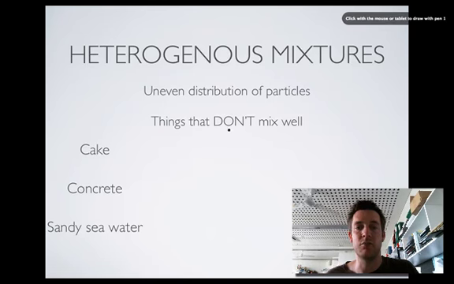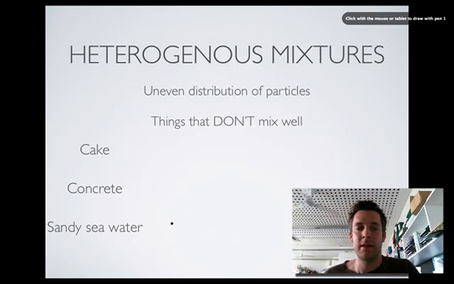Now, things that don't mix well form heterogeneous mixtures. So solids tend to form heterogeneous mixtures because you can't mix them together very well. If I take the raisins and the sponge in a cake, they're not going to combine together. There'll be parts of the cake that have raisins in and parts that don't, and there might be icing on the cake. These things are all together forming a mixture, but they're not evenly distributed.